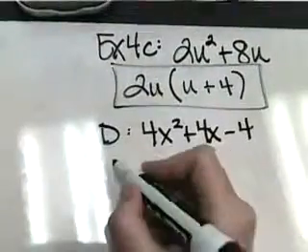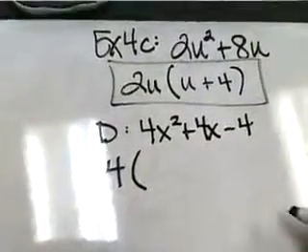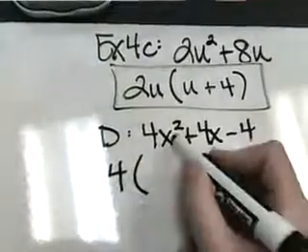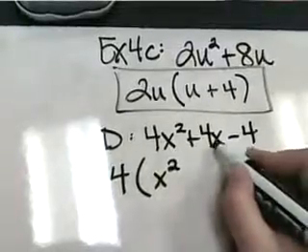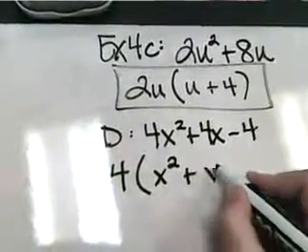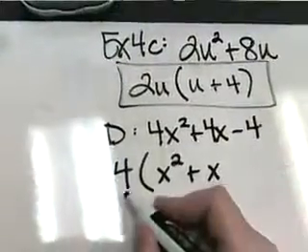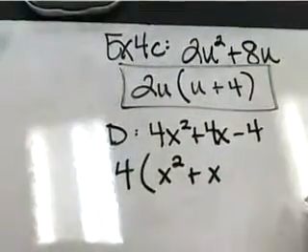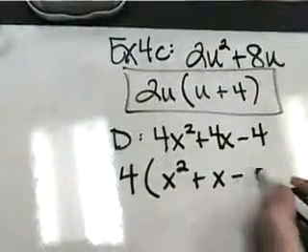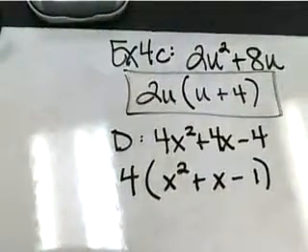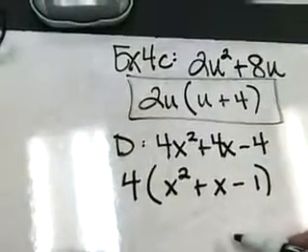Obviously, they all have 4's, but they do not all have x's, so we can't take a variable out. When I divide 4 out, 4x squared divided by 4 would just leave me with x squared. 4x divided by 4 would leave me with x. This is where I see the most people mess up. 4 divided by 4, oh, well, I took 4 out, so it's gone. No, remember you're dividing. Negative 4 divided by 4 would be a negative 1. If you start out with 3 terms, you have to have 3 terms after you took something out.